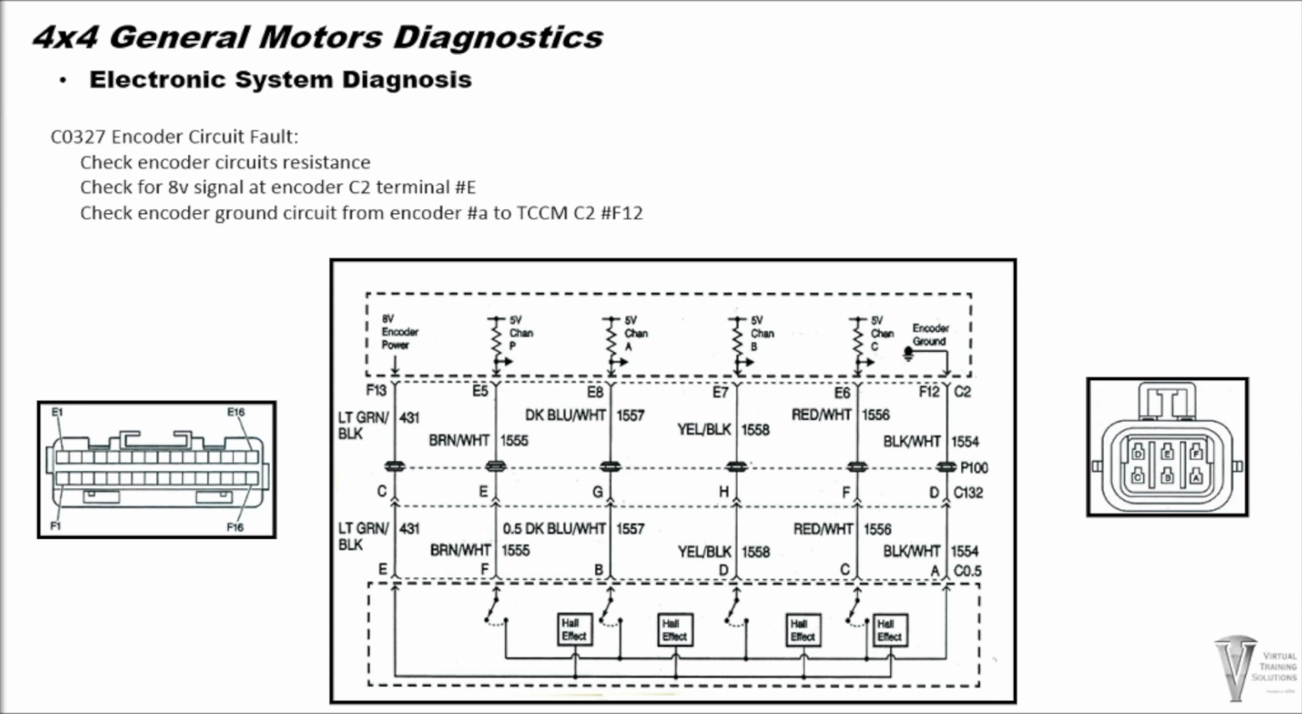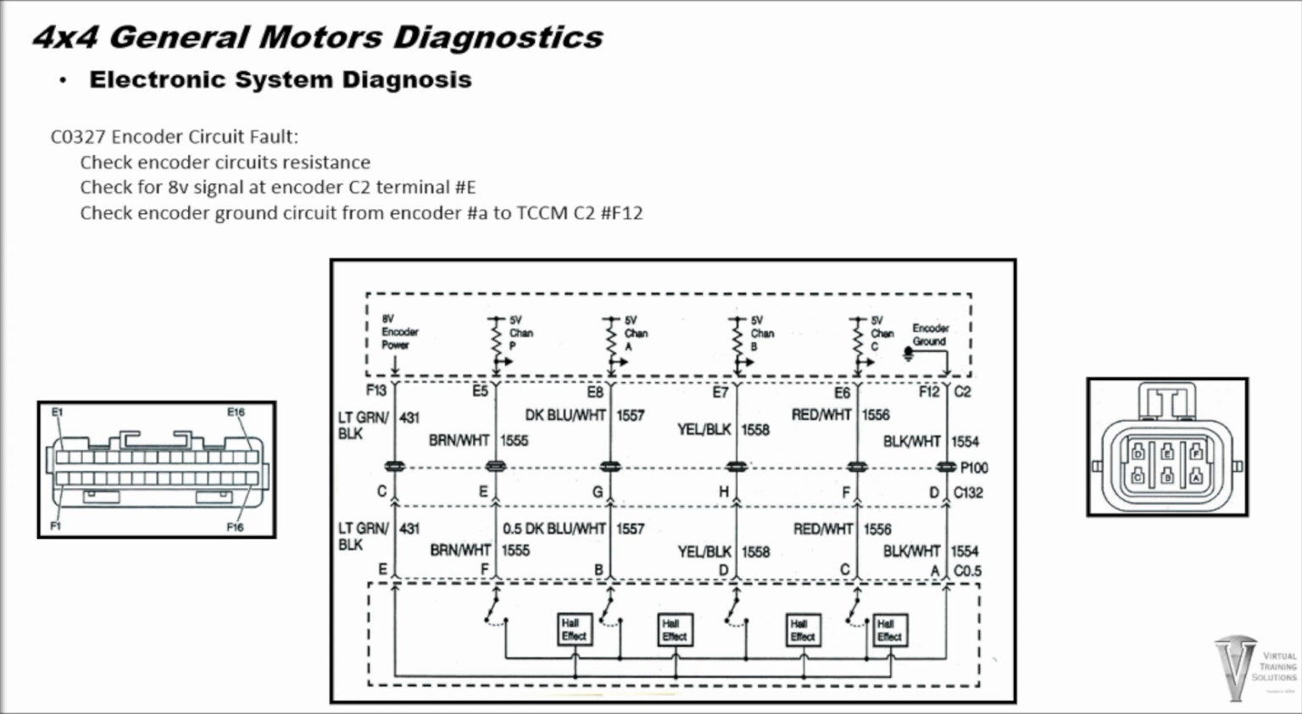For code C0327 encoder circuit fault, you can check the encoder circuits by performing circuit tests or continuity checks between the transfer case control module connector and the encoder motor connector. The next step is to verify the encoder motor is receiving an 8-volt reference signal at terminal number E of the encoder motor connector.